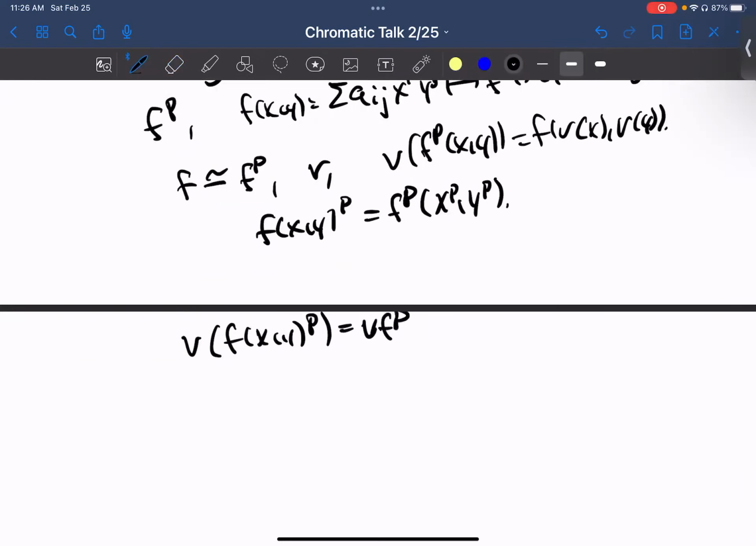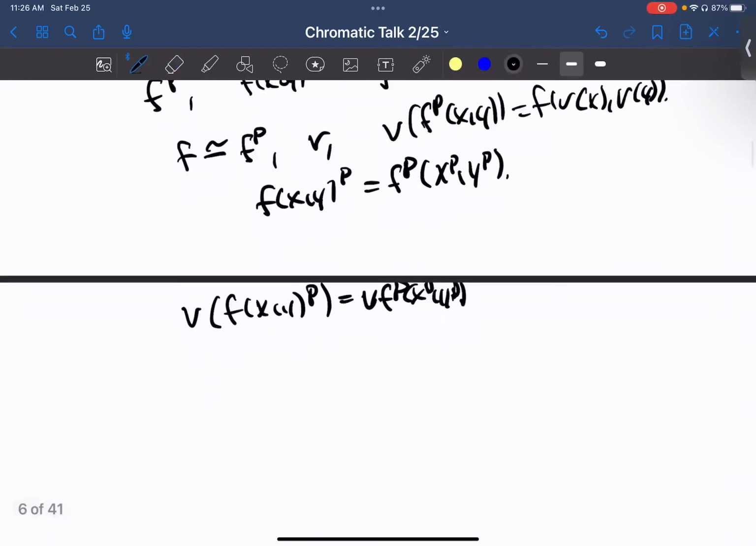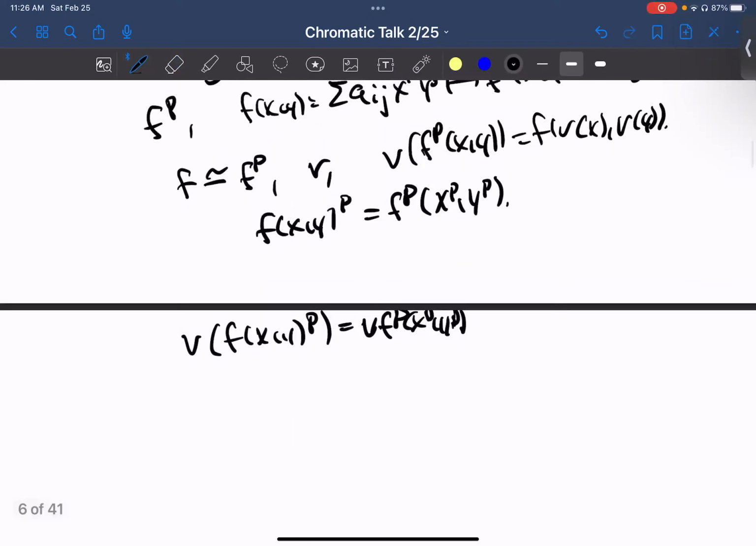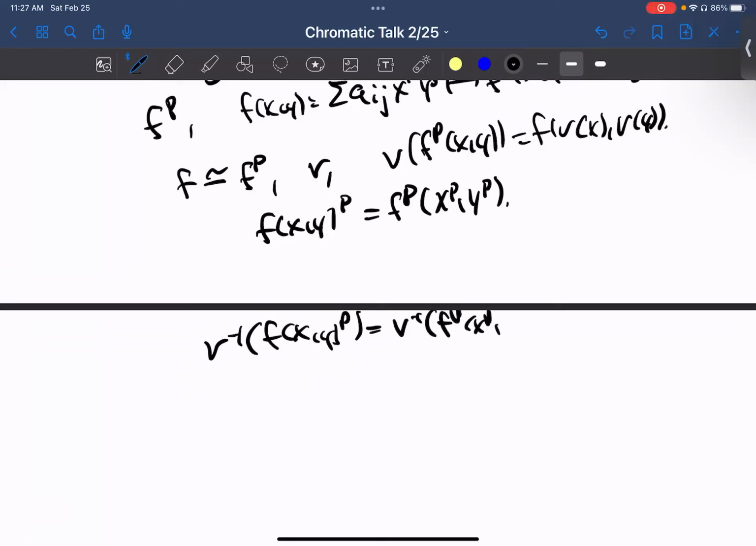This is nu of f to the power of p of x, y, to the p, y to the p. We can do nu inverse. Nu f x, y, nu inverse of x, y to the p. So this is nu inverse of f to the p of x to the p, y to the p, which is equal to f of x to the p, y to the p.